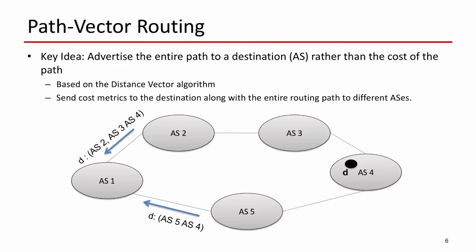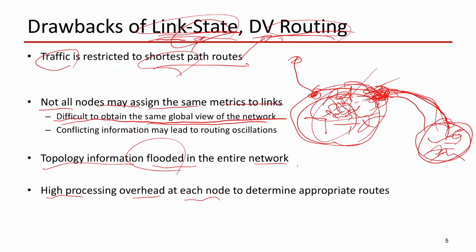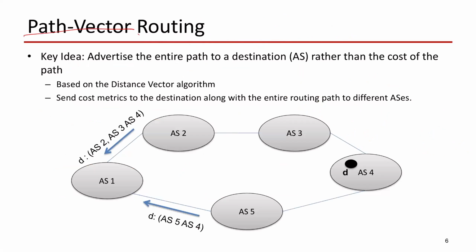So let's talk about the path vector routing. Path vector routing, we talked about link state and distance vector. Path vector is more close to the BGP and IGP and policy-based routing. So key idea of the path vector is advertise entire path to a destination rather than cost of path.